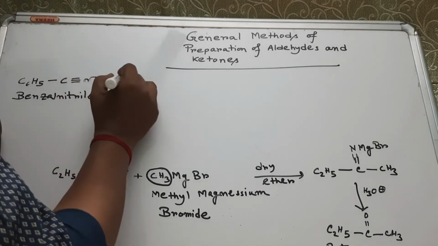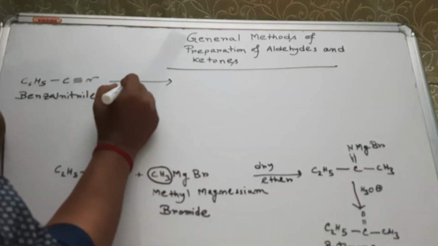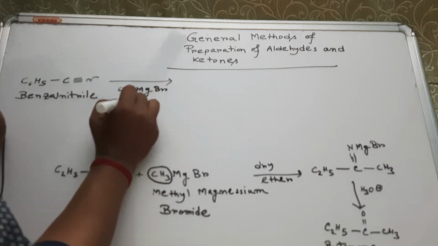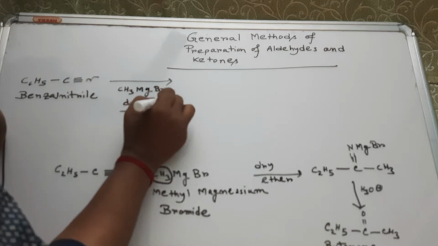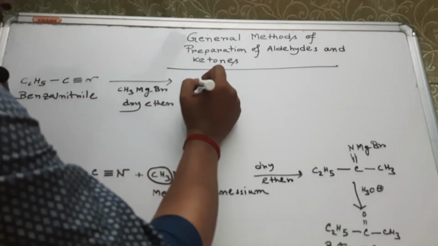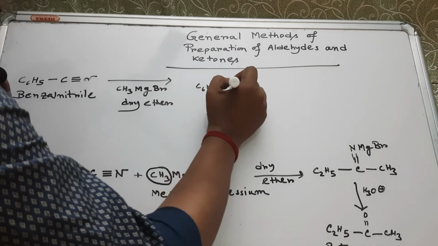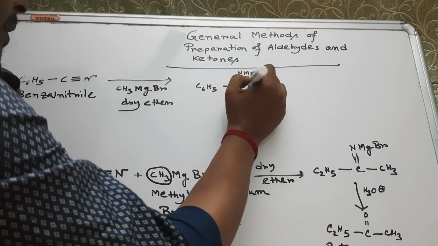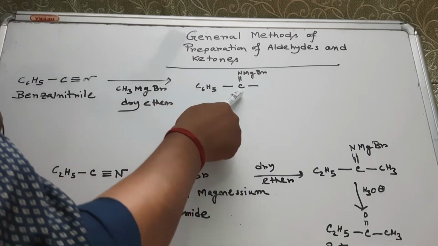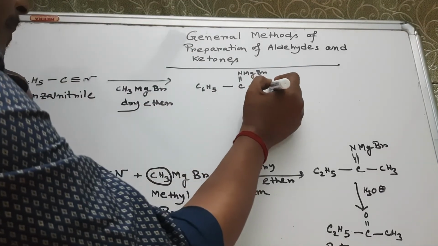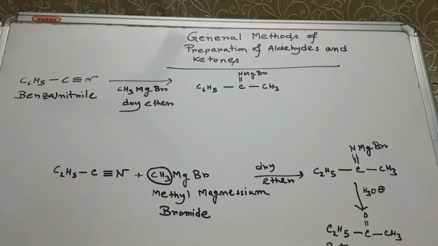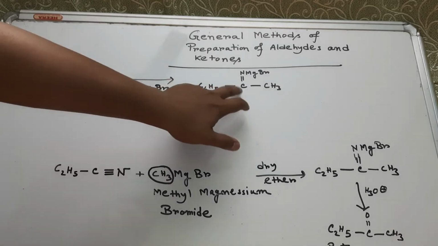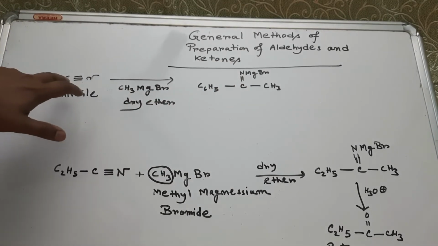If you start from benzyl nitrile and give it CH3MgBr in dry ether, what happens? C6H5-C=N-MgBr forms, and here the CH3 group will migrate to this carbon. So this alkyl group will migrate to the carbon atom double bonded with the nitrogen, the nitrile carbon.